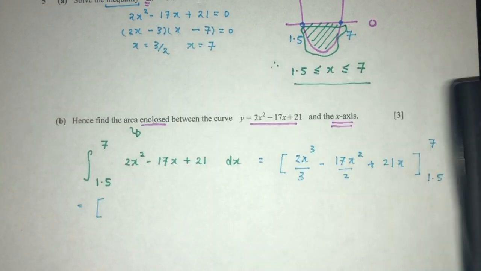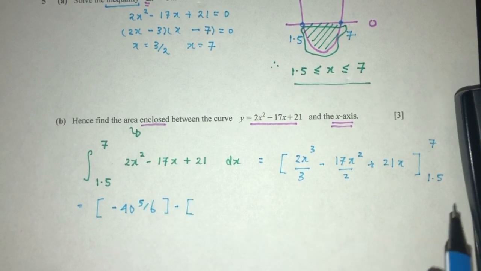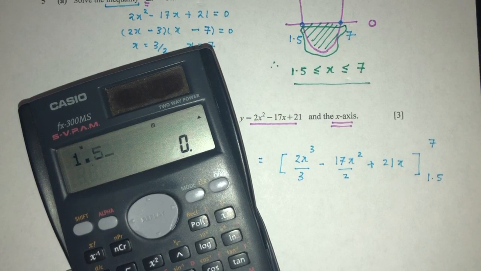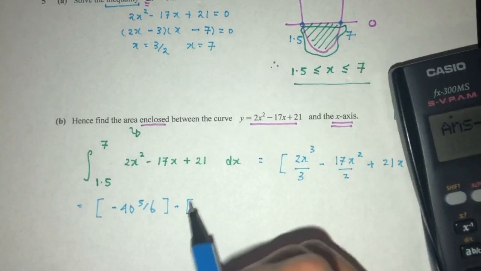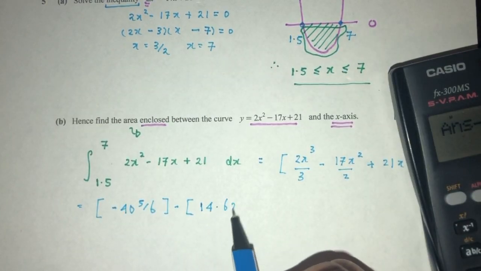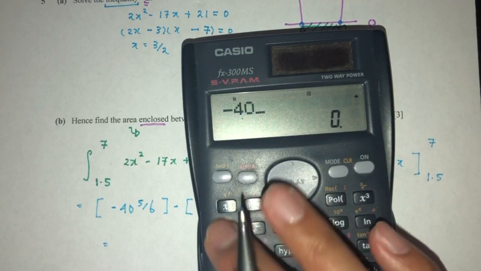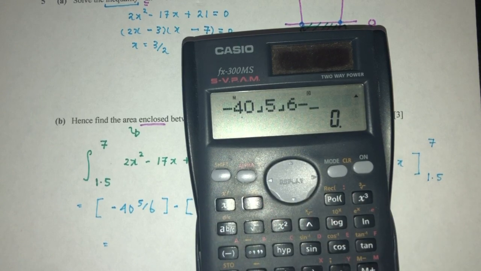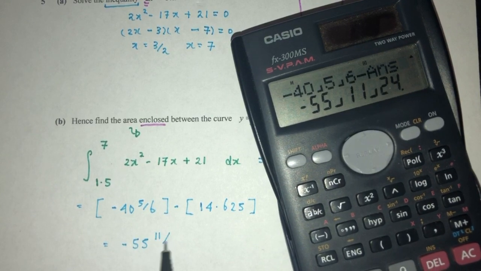So this will be minus 45 over 6, then minus, for this one, 1.5. So 1.5 power 3, this one, times 2 over 3, then minus 17 over 2 times 1.5 squared plus 21 times 1.5. That will be 14.625. Let's find out. That will be minus 45 over 6 minus your answer. That should be this as your answer. So which is minus 55 11 over 24.